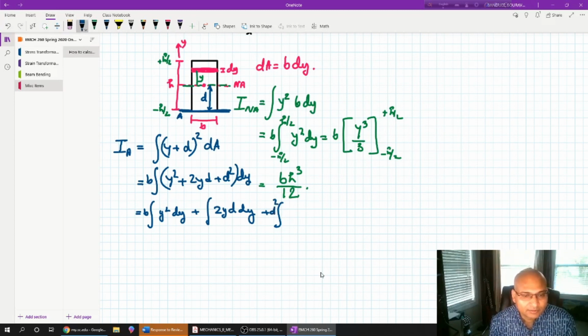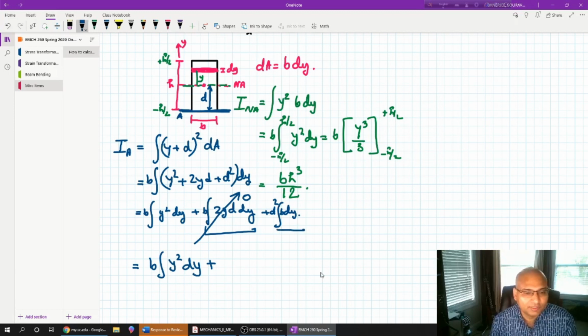D square and dy. So I also have a b dy here because each and every one is multiplied with b. So I have a b 2yd. Now this one is the moment of the area with respect to the center. If you see, this y is with respect to the center, and that can be neglected, so that is 0. So this is b y square dy plus this whole thing is nothing but the integration of the area.